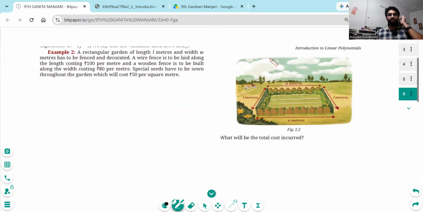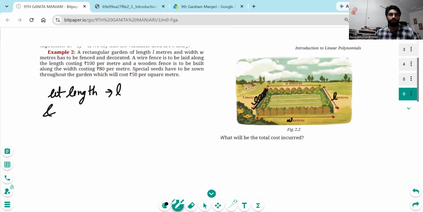A rectangular garden of length L meters and width W meters has to be fenced and decorated. A wire fence is to be laid along the length costing 100 per meter, and a wooden fence is to be built along the width costing 80 per meter. Special seats. Okay, let's see. What is the question first of all? You can see in the diagram, along the length I am doing wire fencing, and along the breadth I am doing wooden fencing. Let's say this is L and this is W. So our length is L.